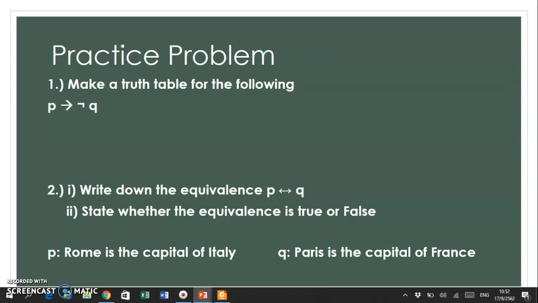Alright, so here's your practice problem for today. Go ahead, try these two problems out, and submit them for next class.